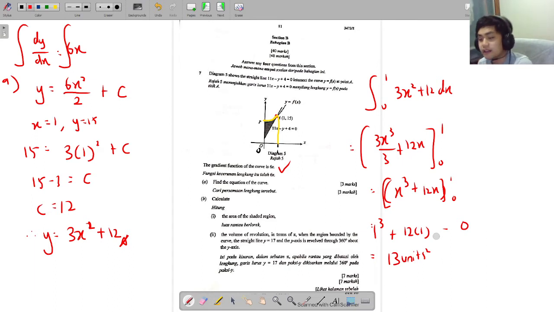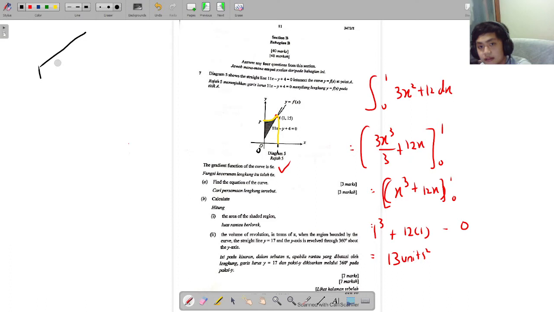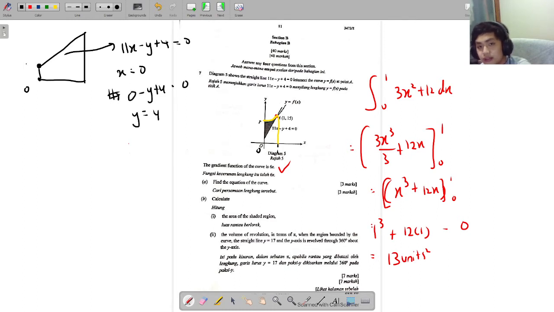Since we have 13 units squared here, I can find the area of the trapezium. I'm just going to erase this part because it is not needed anymore. If I were to extract the trapezium, it would look like this. To find out what this part is, I can use the equation of the line, 11x minus y plus 4 equals 0, because this is the equation of the line here. This is actually the y-intercept. So when x equals 0, 0 minus y plus 4 equals 0 and y equals 4. So I know that this coordinate here is 4.